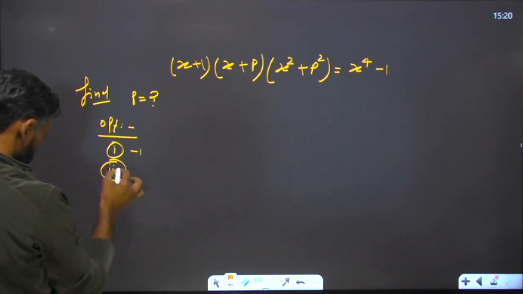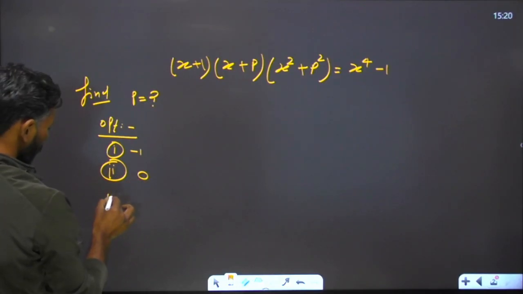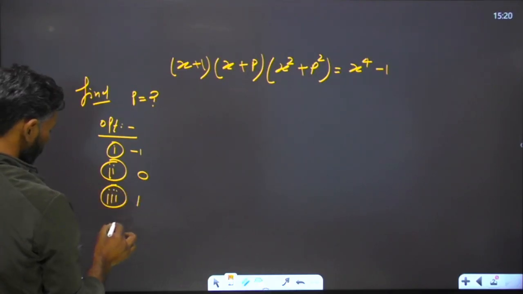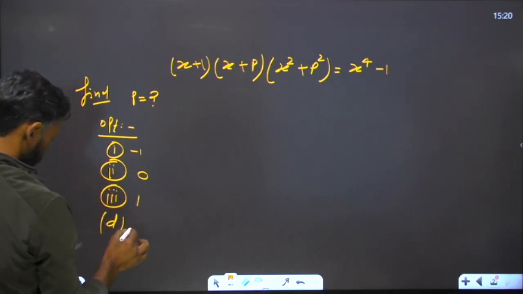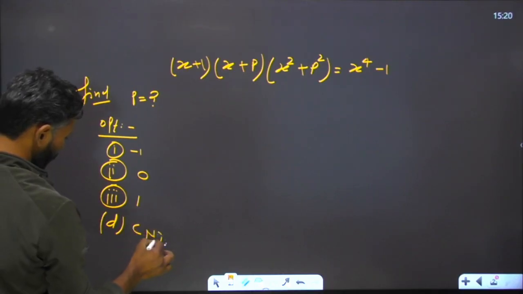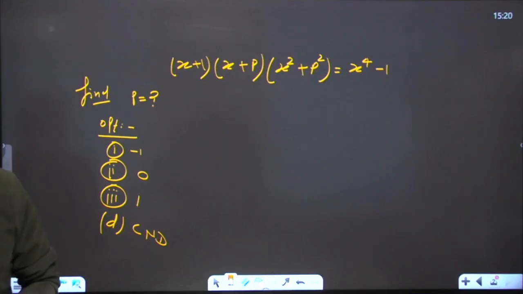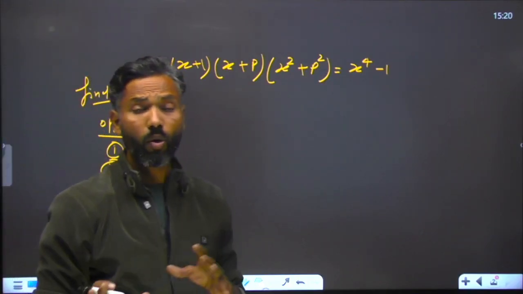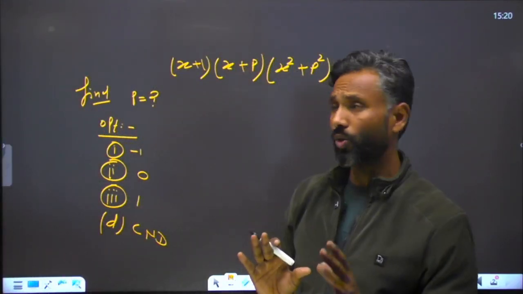Second option is 0. Third option is plus 1, and the fourth option is C and D cannot be determined. These are the four options of this particular question, and I'm going to provide you a very direct and shorthand solution over here.